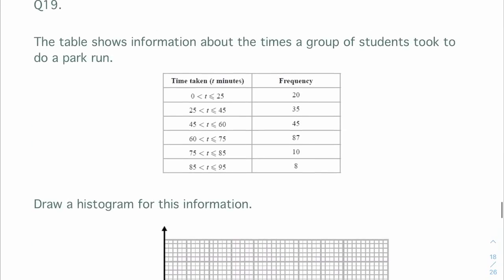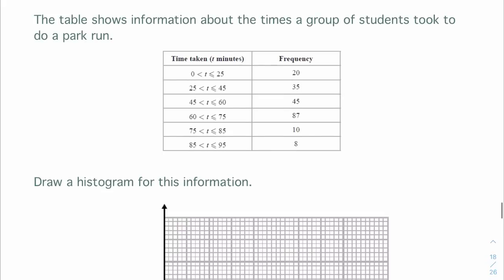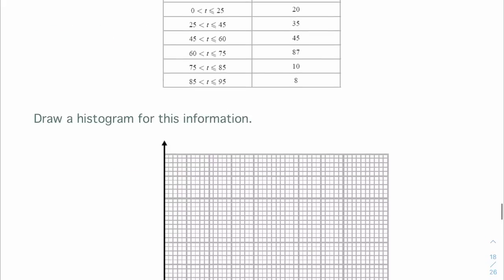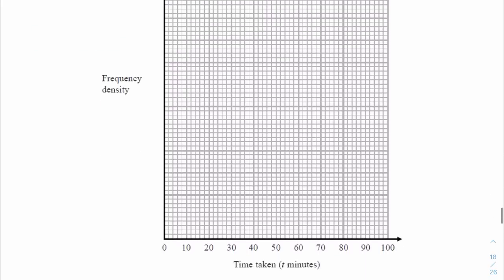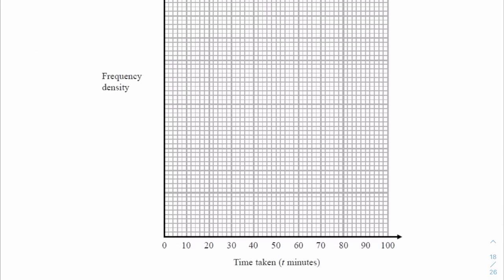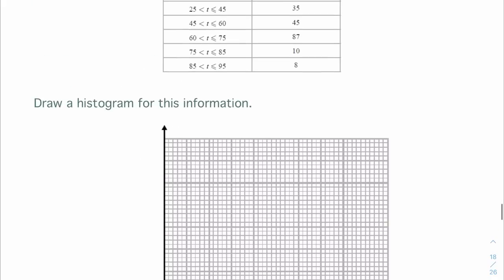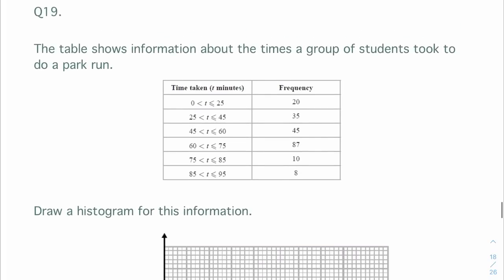Okay, question 19. So we've got the table shows information about the times a group of students took to do a park run. Draw a histogram for the information. Okay, so the histogram has given us a scale on the x-axis, but it hasn't on the y, where we need our frequency density. So we need to work out the frequency density for all of these. To work out frequency density, you do the frequency divided by the class width. And the class width is the distance between the start and end of each class.